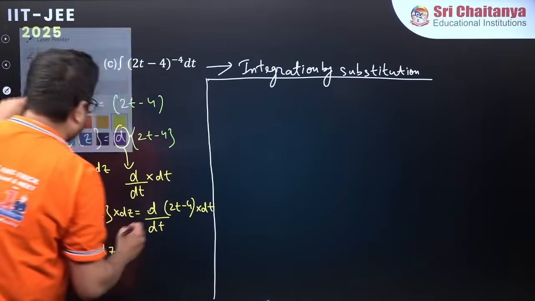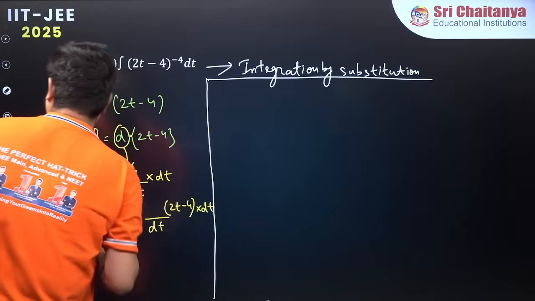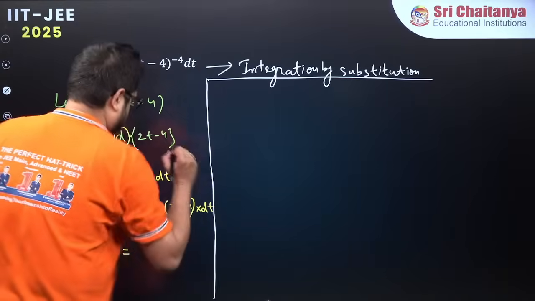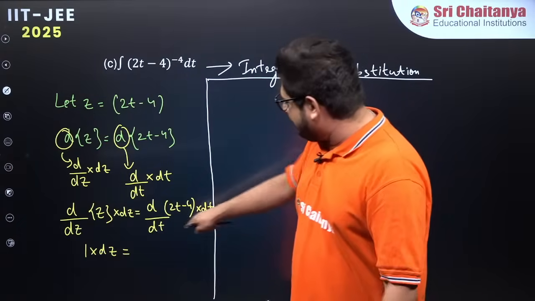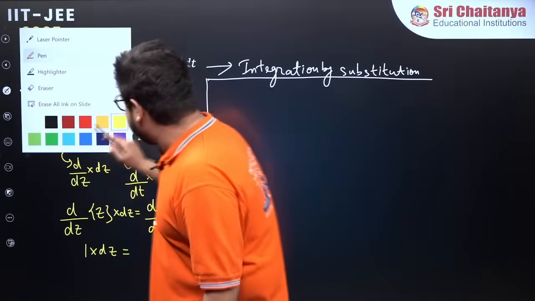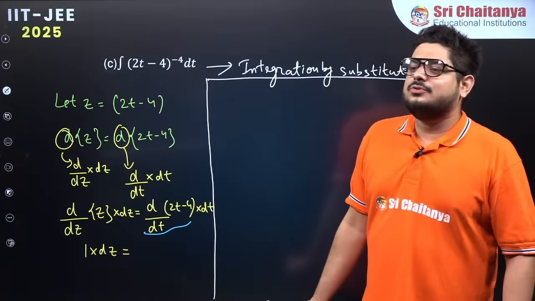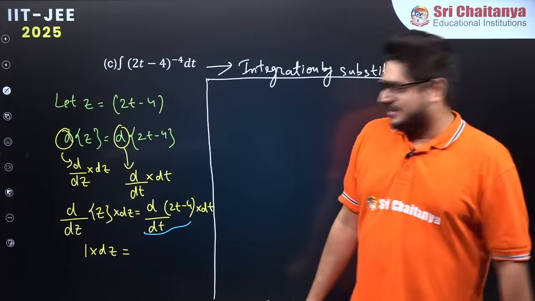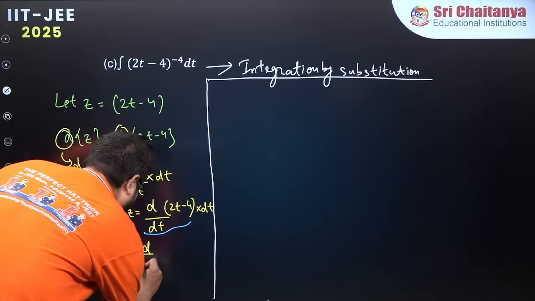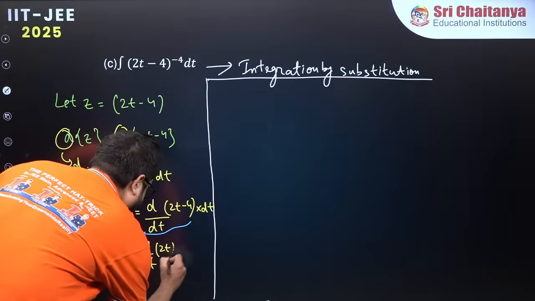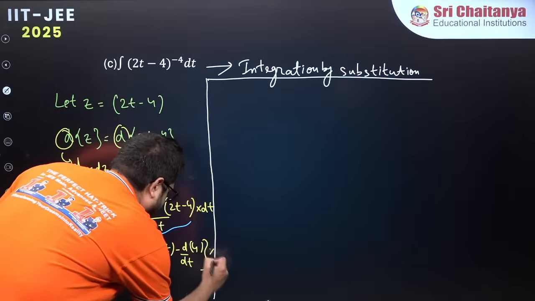It is going to be equivalent to, what do you think is going to be the answer for this? What do you think is d by dt of 2t minus 4? Write down the answer in the chat box. It's 2, right? Once again, for those who don't know differentiation, this is d by dt of 2t minus d by dt of 4, whole multiplied by dt, isn't it?